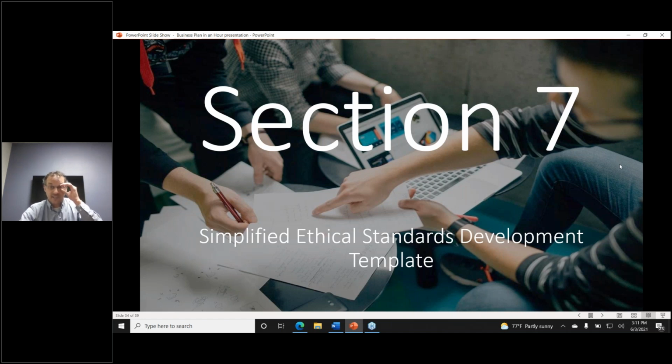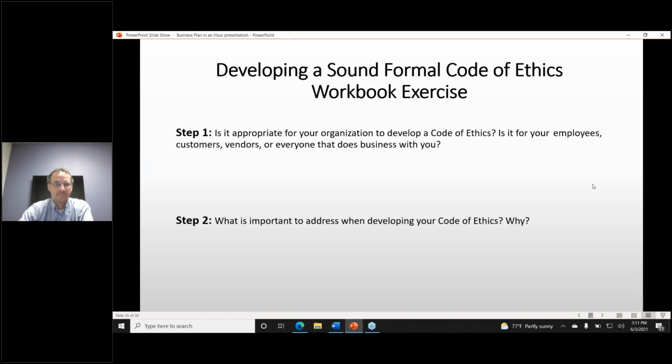The last section is section 7, the simplified ethical standards development template. Developing a sound formal code of ethics, a workbook exercise. Is it appropriate for your organization to develop a code of ethics? Remember, the first thing that we started with in this presentation was, what are your values? Make sure that your ethics and the ethics of those that you surround yourself with align with the values that you shared up front. Is it for your employees, customers, vendors, or everyone that does business with you?